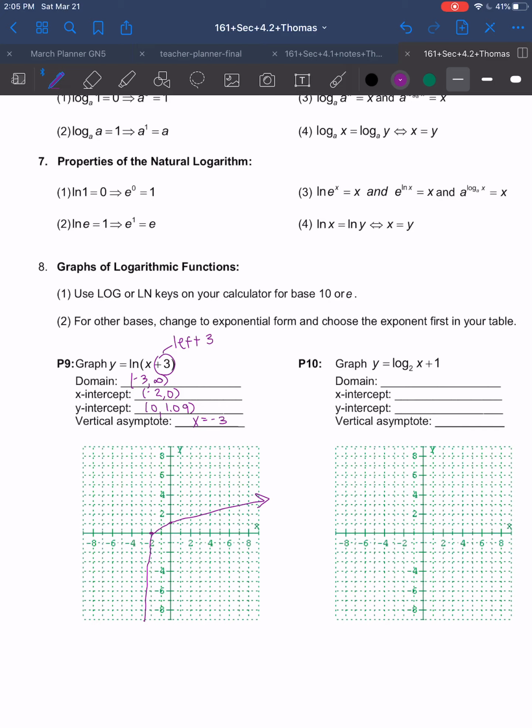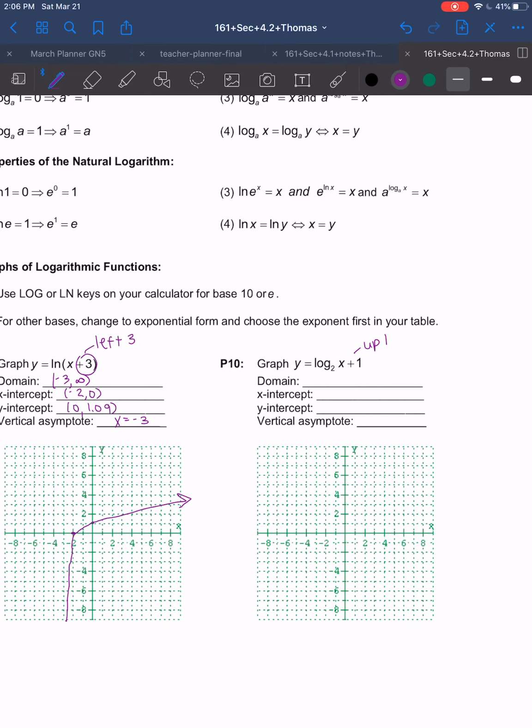And then we have log base 2 of x plus 1. So this 1 here, since it's not in parentheses, means it moves up 1. Up 1 instead of left 1, because if it was in parentheses, it would move left 1. So if we plug in some numbers, well, we need to rewrite this in exponential form first. Let's do that.